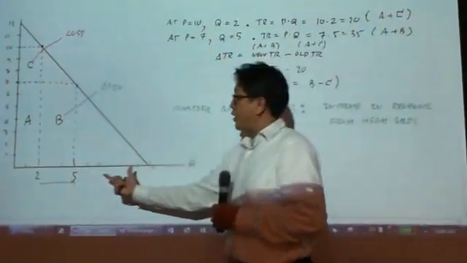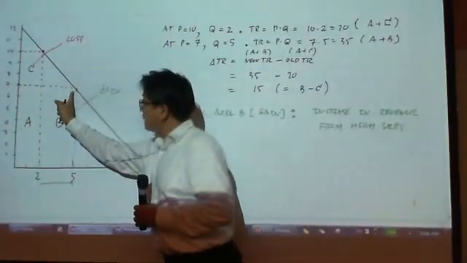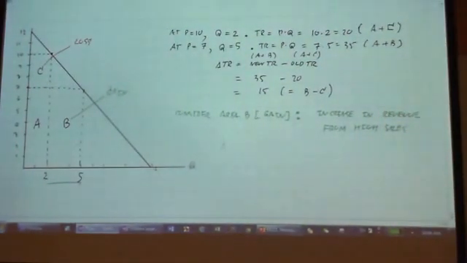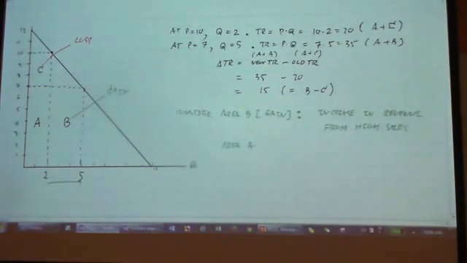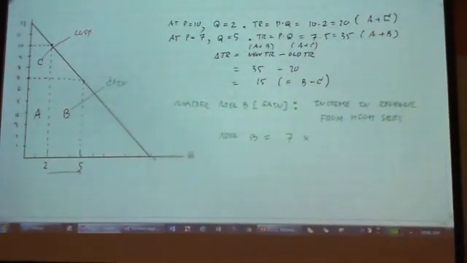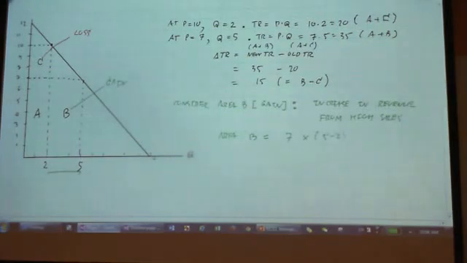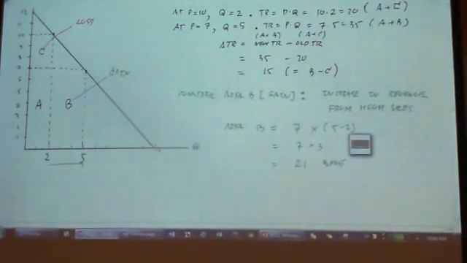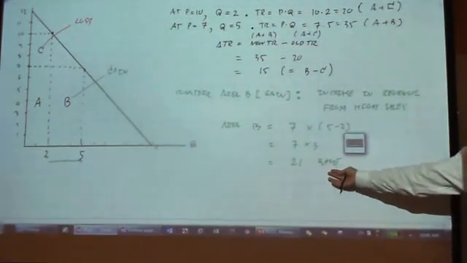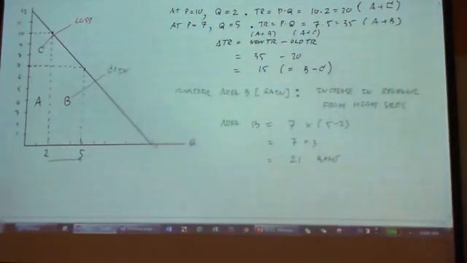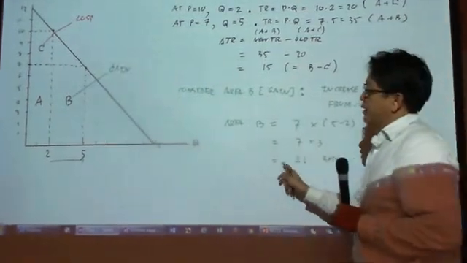So I sell 3 more units here at the price 7, so area B is equal to 7 times 3. What is the area then? So area B would be equal to 7 times 5 minus 2, right? 7 times 3, which is 21 baht. That's the gain in revenue. This 21 baht comes from the fact that new consumers purchase my diamond at this price, 7 baht. That's area B.